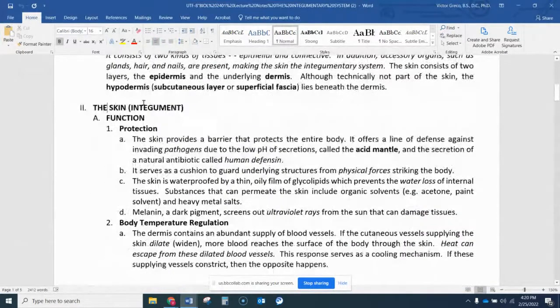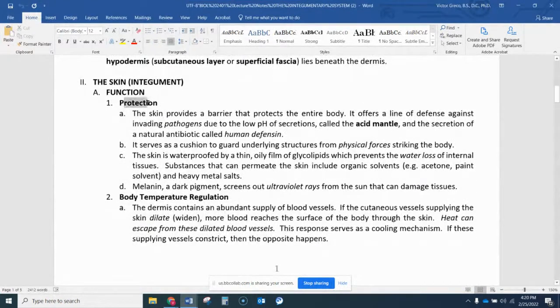I'm going to start with the skin or the integument, and you should know the functions of the skin, and they're listed here. Number one is protection, and as you're reading through this, I think one thing that gets forgotten sometimes is as part of protection that the skin is waterproof. Water doesn't enter our bodies through the skin, but it also doesn't leave our bodies through the skin. That prevents dehydration. So how it's waterproofed, we have this oily film of what are called glycolipids, and that prevents the water loss. And that's an often forgotten function in this protection category.